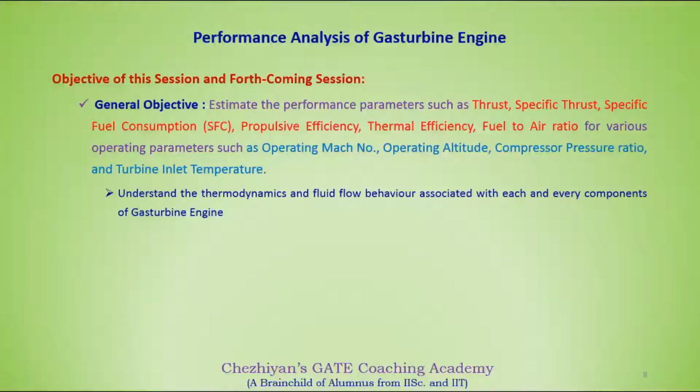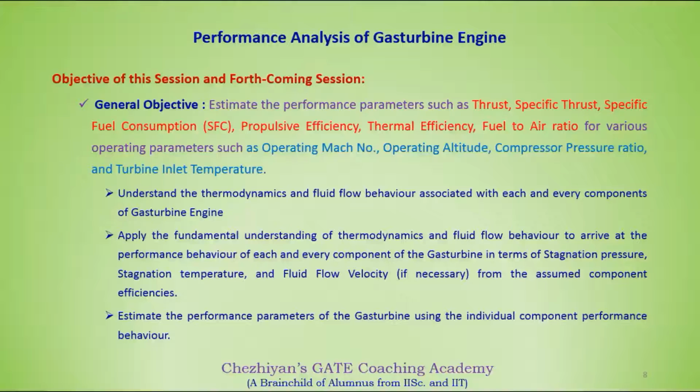In the performance analysis of the gas turbine, we set a general objective: estimate the performance parameters such as thrust, specific fuel consumption, propulsion efficiency, thermal efficiency, and fuel to air ratio for various operating parameters such as operating Mach number, operating altitude, compressor pressure ratio, and turbine inlet temperature. Here we are going to assume component efficiencies, isentropic efficiency or polytropic efficiency. We will look at what isentropic efficiency and polytropic efficiency mean in the coming lectures.